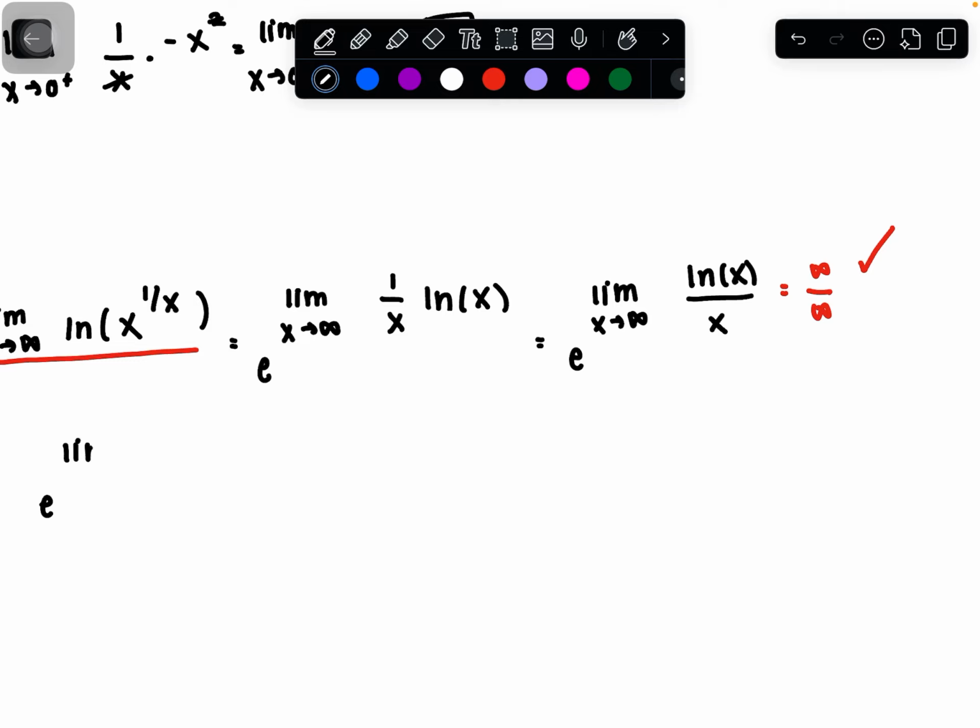So we're going to have e to the limit as x goes to infinity. The derivative of the top is 1 over x. The derivative of the bottom is just 1. So it's just 1 over x. Let me plug in infinity. What do I get? I get 1 over infinity. Well, 1 over infinity, that's a number divided by a really big number. That's 0. So my limit is equal to e to the 0. What's anything raised to the 0 power? 1. There's our solution.